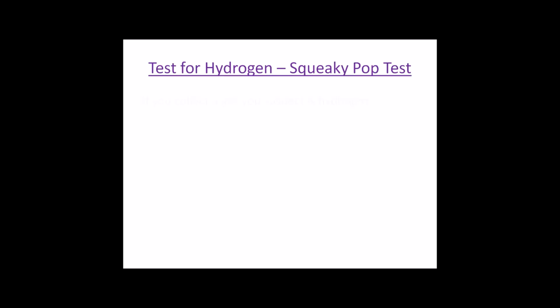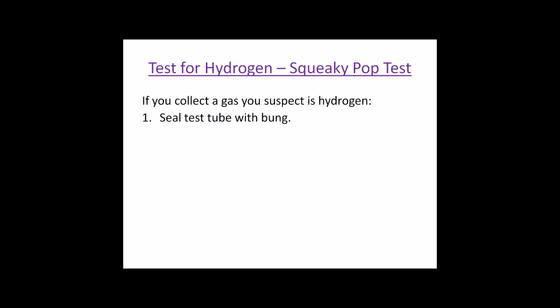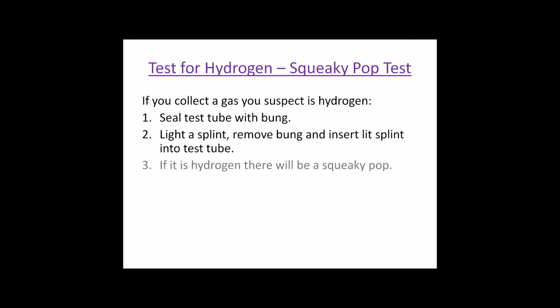So for hydrogen, the squeaky pop test. First, collect the gas that you think is hydrogen and seal the test tube with a bung, then get yourself a splint, light it, then remove the bung and insert the lit splint into the test tube. If it is hydrogen in there, you'll get a squeaky pop sound, which sounds a bit like whoop, a kind of high-pitched noise like that. And that is characteristic for hydrogen.